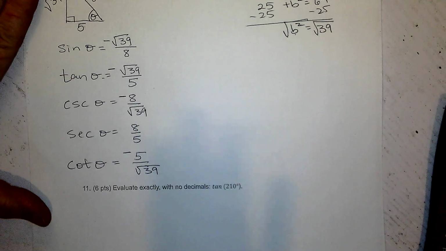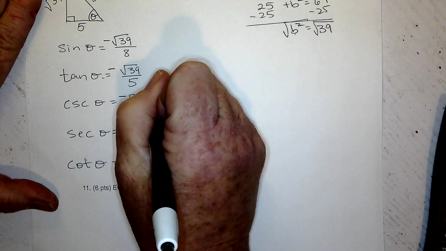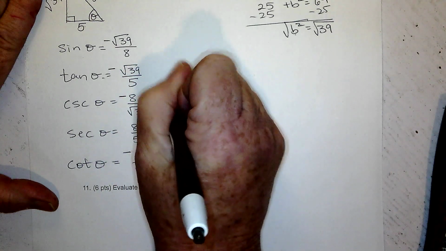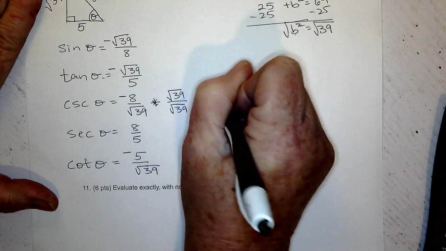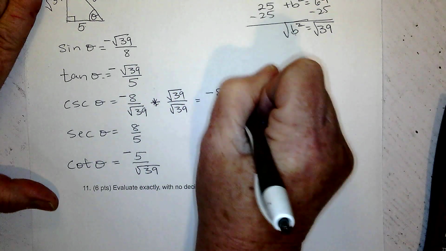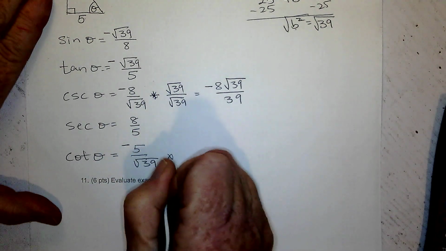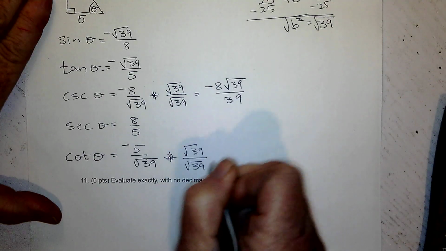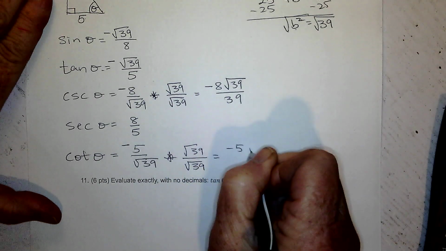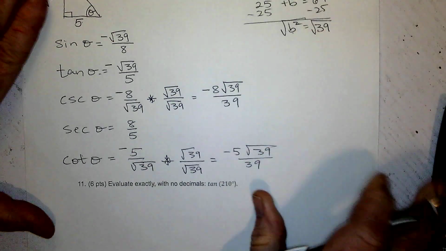If you wanted bonus points, you have 2 options for this, and that means you're going to rationalize your denominator. So multiplying square root of 39 over square root of 39 is negative 8 square root of 39 over 39. For cotangent, multiplying by the square root of 39 over the square root of 39 is equal to negative 5 the square root of 39, all of that over 39. Okay.